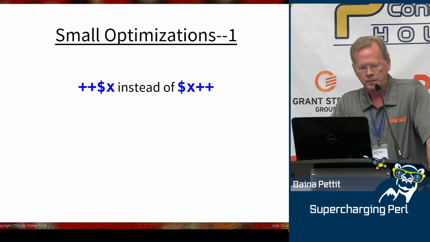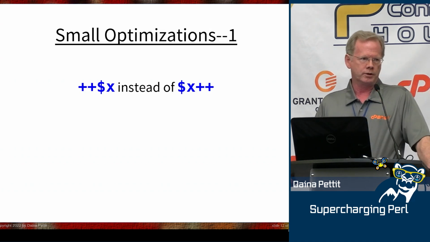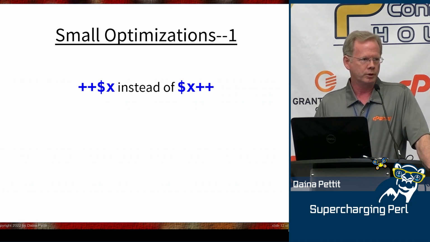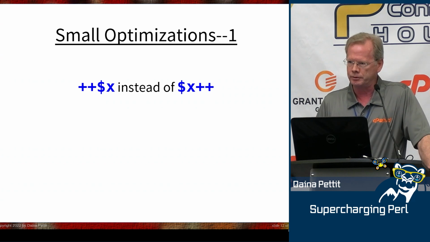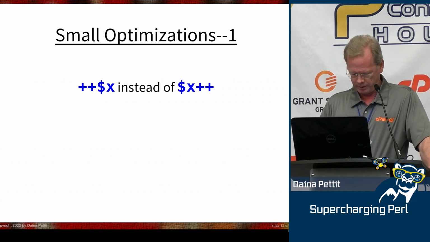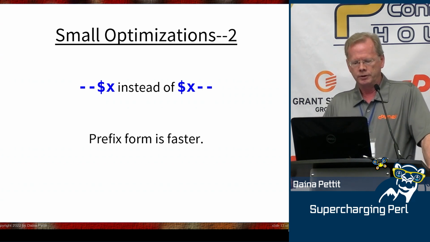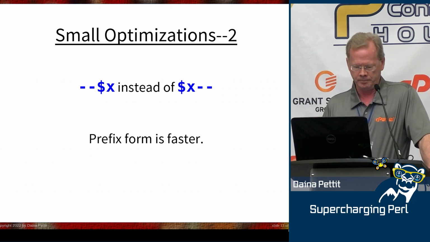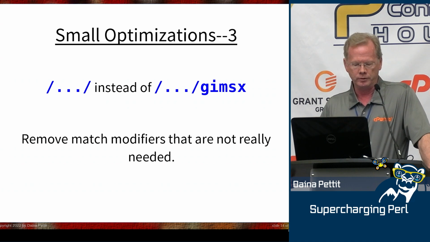So the first one is don't use post-decrement or post-increment, use pre-increment. Put your plus plus on the other side. That's a little bit faster to do it that way. Same with the decrement, put the minus minus at the beginning. The prefix form is faster.